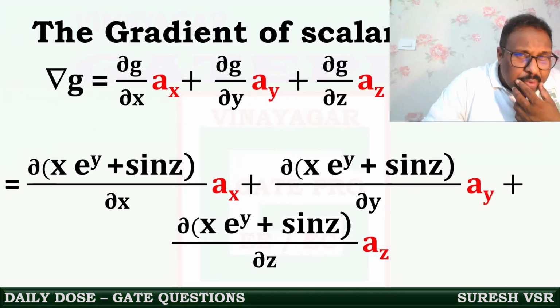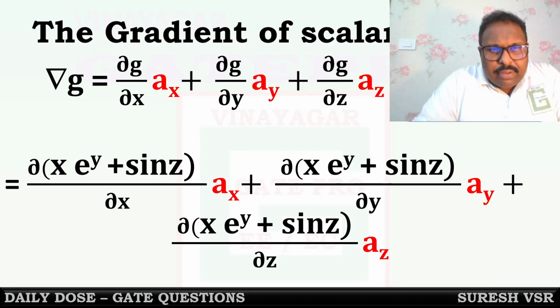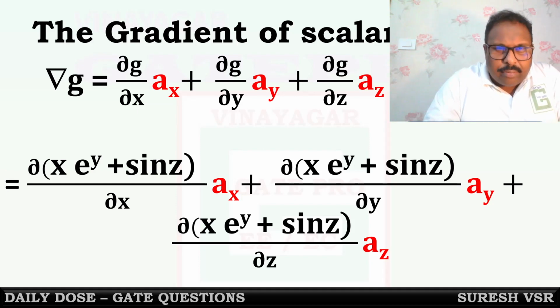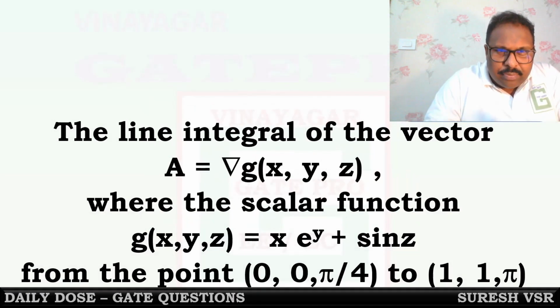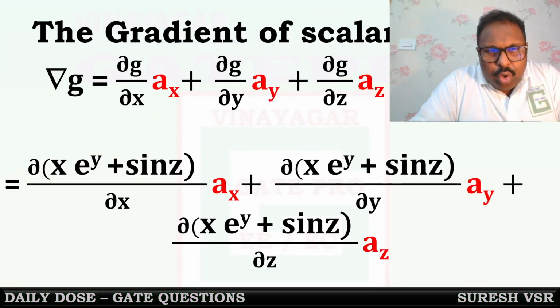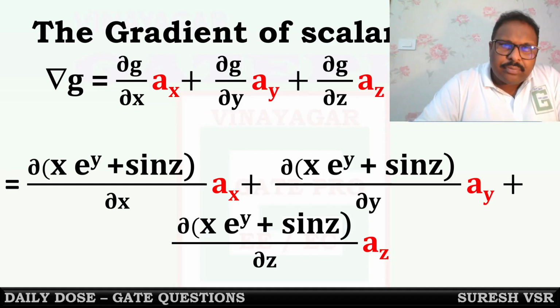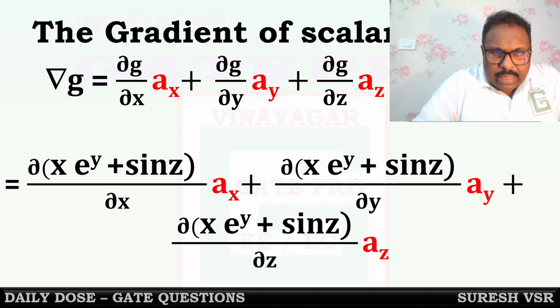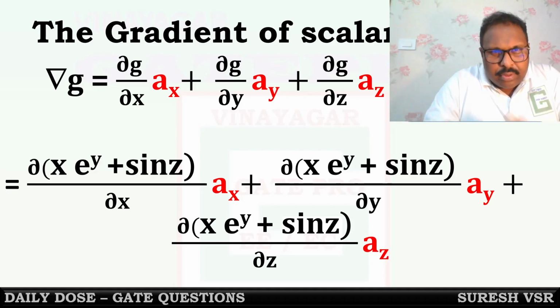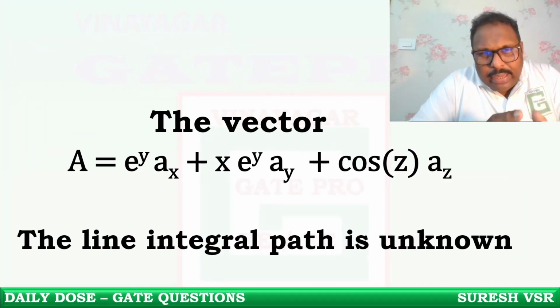First of all, what is the gradient formula? Gradient is nothing but the x derivative in the x direction, the y derivative in the y direction, and the z derivative in the z direction. So gradient gives you a vector, and that vector is A. So what is the gradient going to give you? Dou by dou x of G, dou by dou y of G, and dou by dou z of G, where G is x e power y plus sin z. So that should give you e power y ax plus x e power y ay plus cos z az, as you see from the derivative.